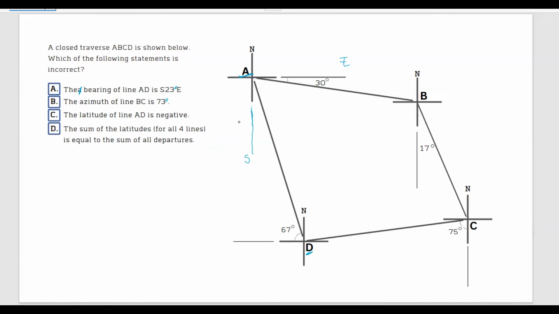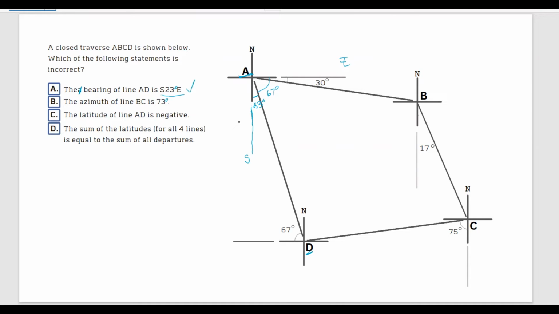And we know that this is 67 degrees, which means that this angle is as well 67 degrees, which leaves us with this angle being 23 by subtracting 67 out of 90. This is 23 degrees. So indeed, based on our drawing here, AD has a bearing of south 23 east. So this statement is correct. We have to look for the incorrect one.